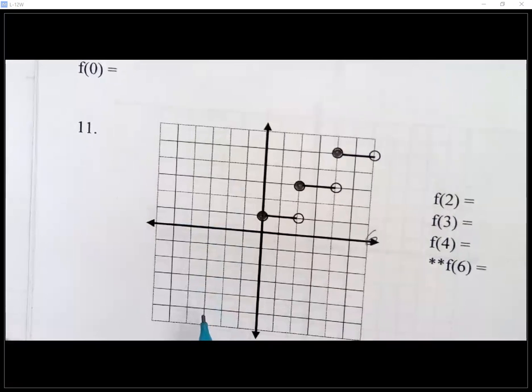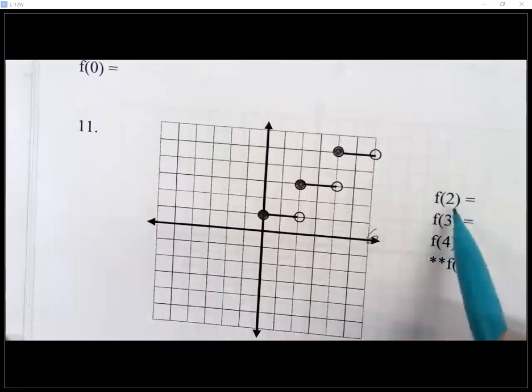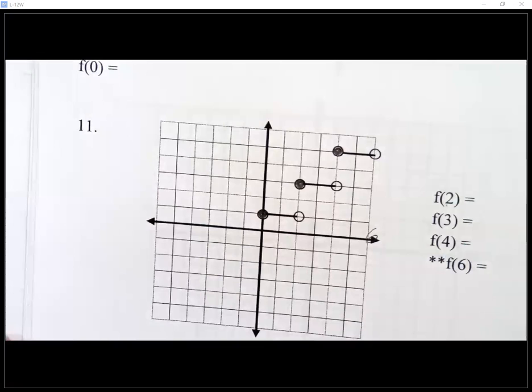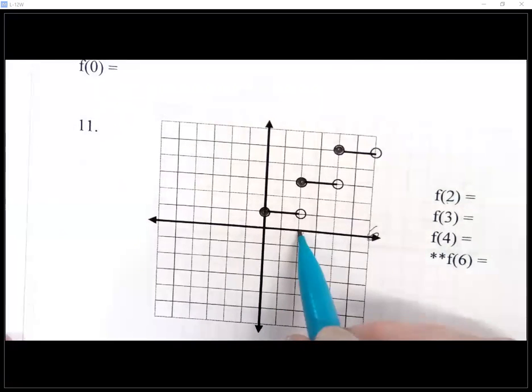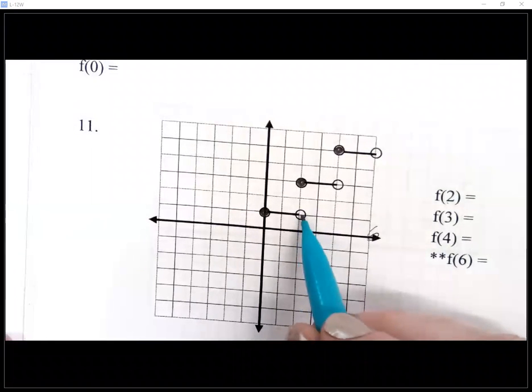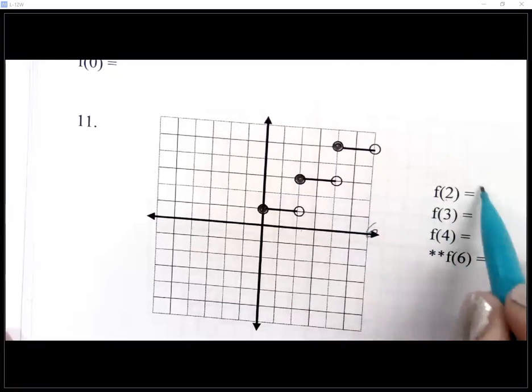So let's try this one. What if I asked you to find, oh, there's some of them right here. What would f of 2 be? It'd be 3, right? If you go to 2, I know your first instinct is to go here, but that's open. So you're like, oh, it doesn't exist there. I have to go up to this one. So f of 2 would in fact be 3.